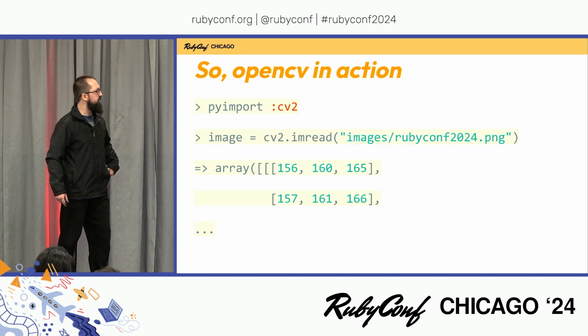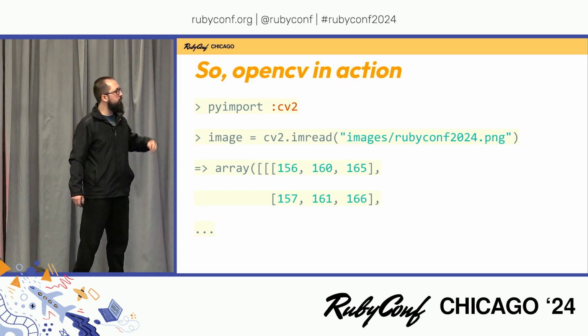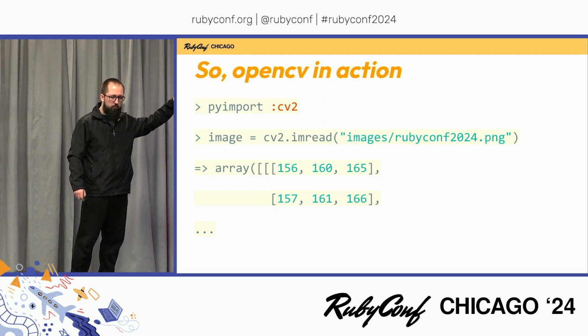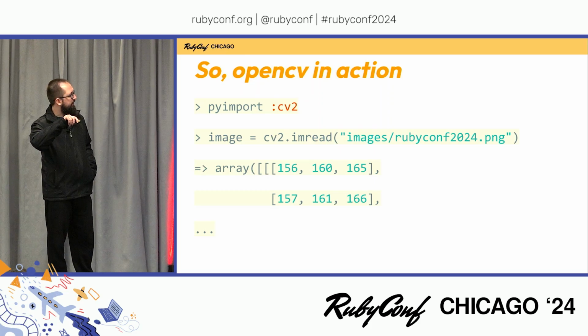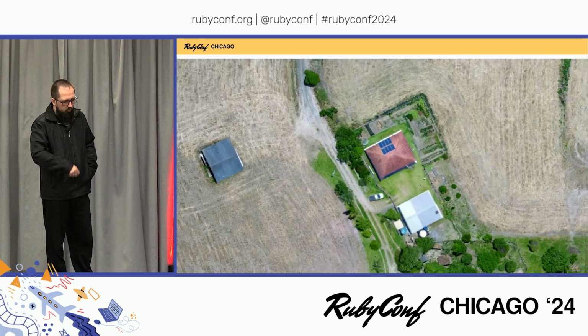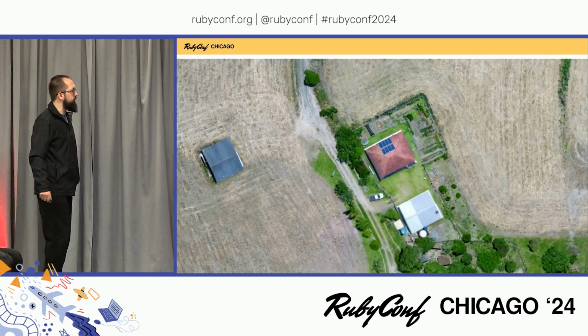Now let's try OpenCV. To load OpenCV in Python, you import cv2, and loading images is as simple as that. You can call the imread method from Python, and as I said before, the image is represented by arrays. So this is an example of an RGB image.